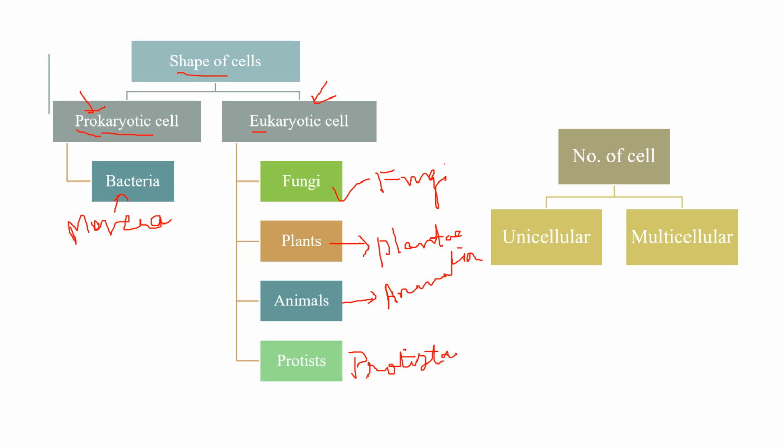Next is classification of cells based on their number. That is unicellular and multicellular. If only one cell is present, then it is called unicellular. Uni means one and multi means many. In unicellular organisms, one cell is able to perform all metabolic activities, whereas in a multicellular organism, many cells or groups of cells together perform one function.